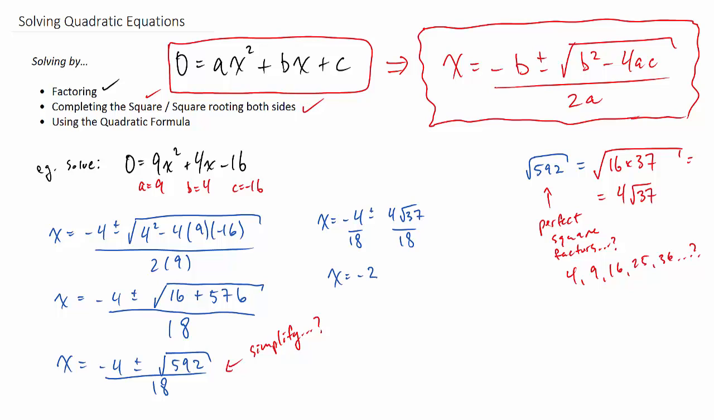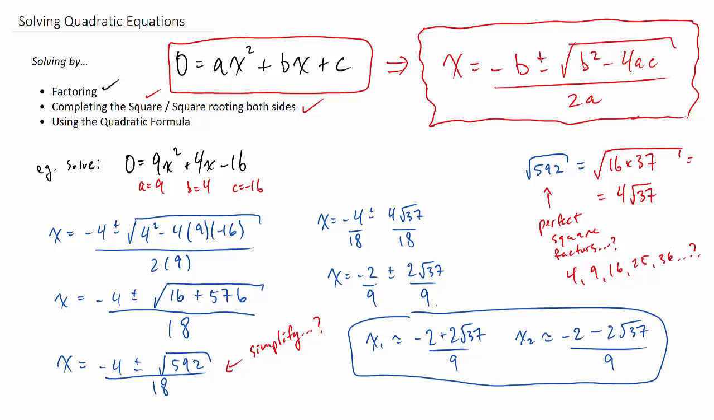This works nicely because now we can reduce these fractions down a little bit, from 4 over 18 instead down to 2, or negative 2 over 9. And those answers say approximate. Those should actually be equal signs right there. Those are exact answers in radical form.